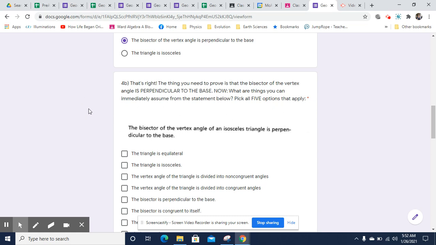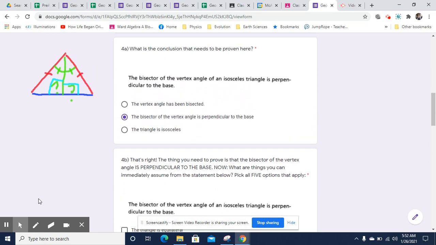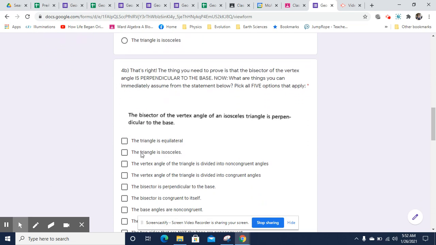Pick all 5 that apply. Okay, so there's some things that we can assume. We can assume, no, we can't assume it's equilateral. We can assume it's isosceles because that's one of the statements. The vertex angle of the triangle is divided into non-congruent angles. Well, it's an angle bisector, so no. So that means it is divided into congruent angles. The bisector is perpendicular to the base. That's the conclusion we're trying to prove. We can't assume that yet.